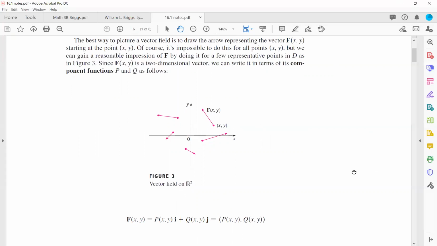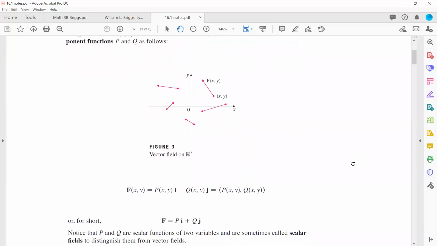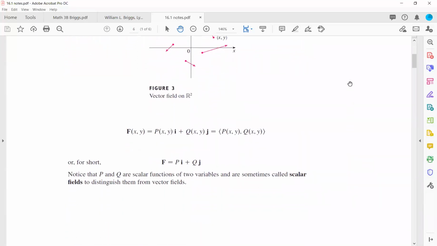In general, you can define a vector valued function this way. F takes x and y and maps it to a vector with the first component, which might be a function of x and y, P of x and y, in the direction of i toward the x-axis, plus the second component, which might be another function, Q of x and y, in the direction of the y-axis.